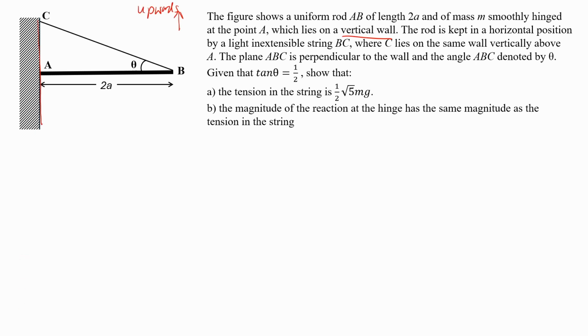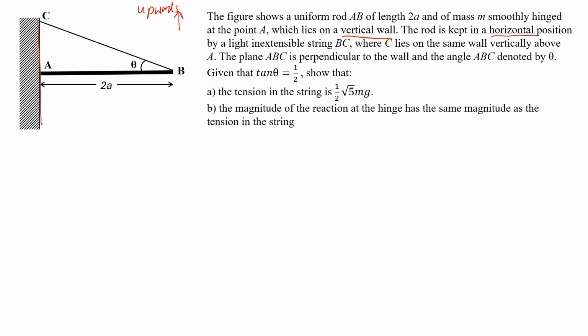The rod is kept in a horizontal position by a light inextensible string, which is BC. Okay, so B to C, where C lies on the same wall vertically above A. We're then told that the plane ABC is perpendicular to the wall and the angle ABC is denoted by theta. The plane ABC being perpendicular to the wall means that when we look at this in plan, so if this is the wall, so we're looking at this from above, this is the uniform rod, this is the point A that's on the wall, this is the point B, that's the other end of the rod. The angle between the wall and the rod is a right angle.